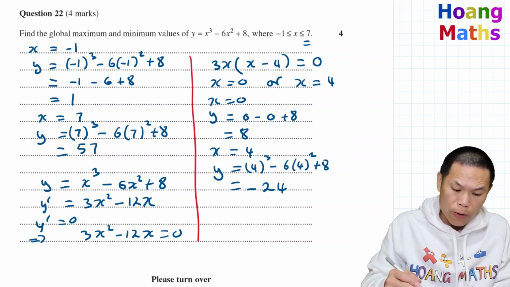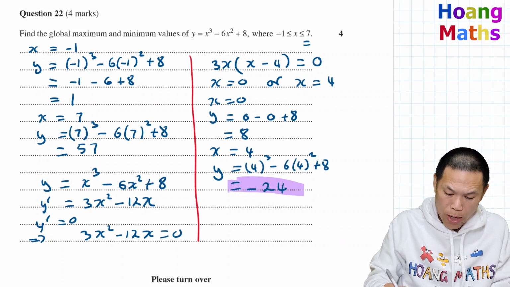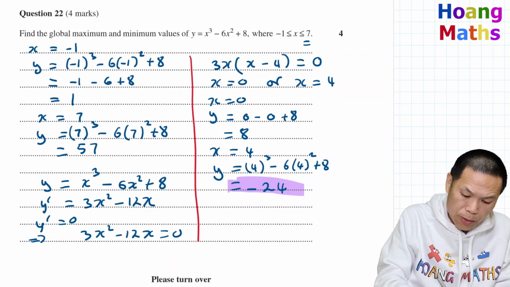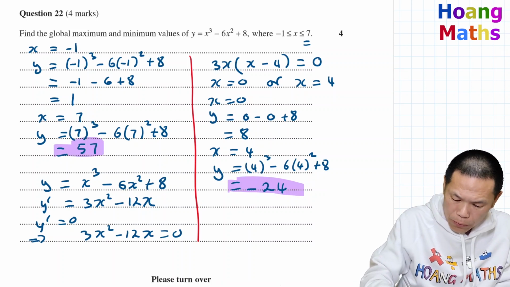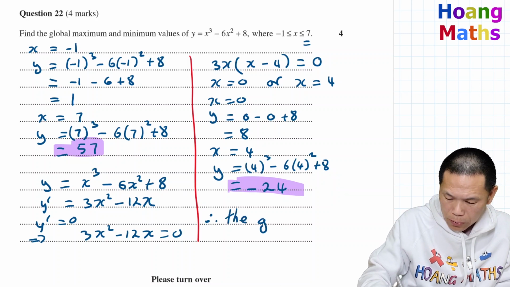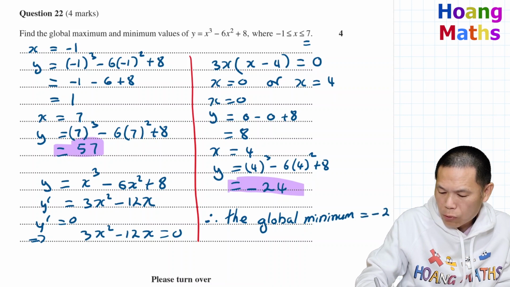So therefore, the global minimum is -24. And the maximum is this. So let me just write this down. So therefore, equal -24.